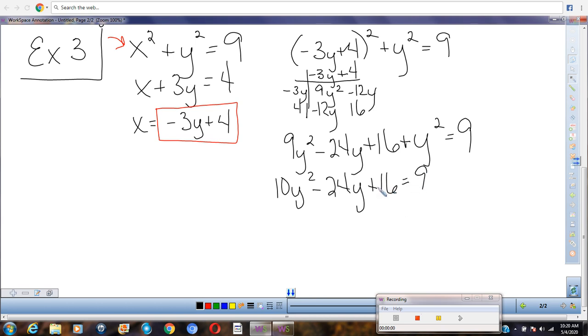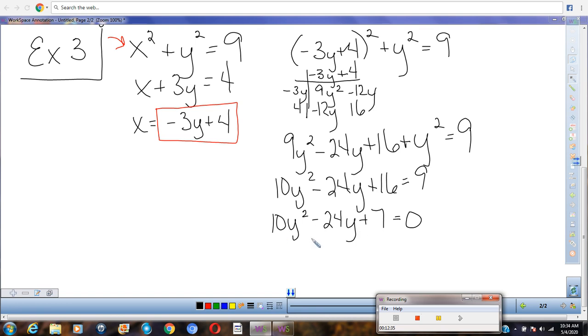All right, let's move our 9 to the other side, so we're setting it equal to 0. So we have 10y squared minus 24y, subtracting 9, we get plus 7 equals 0. Okay, so we have this quadratic here.